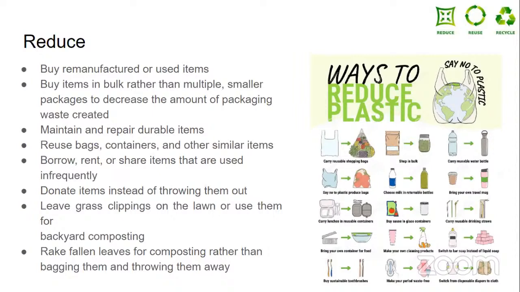We can borrow, rent and share items. There are many items which we can borrow from somebody. I'm not talking about everything, but something which can be borrowed or shared. We can donate, of course. Donation is the biggest boon for us. We can also do backyard composting. Instead of throwing our horticulture or garden waste directly into the dumping bins, we can make homemade or organic compost out of it. Such steps will definitely help us reduce our waste.